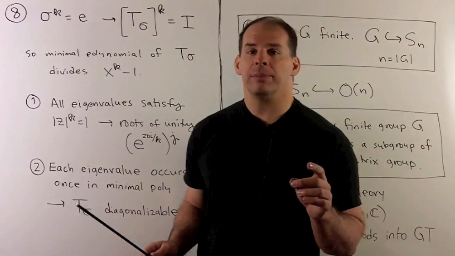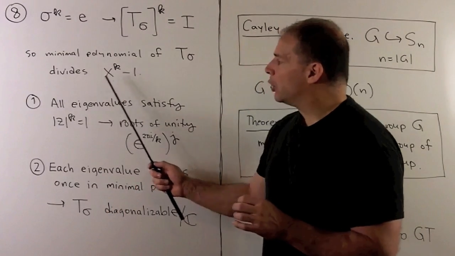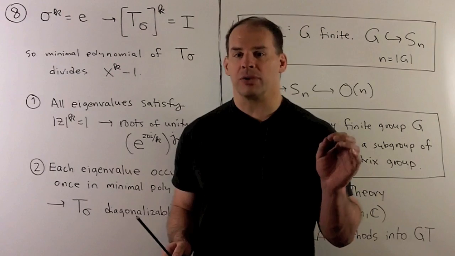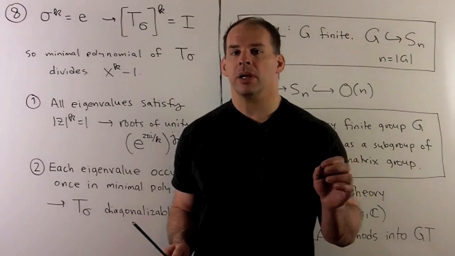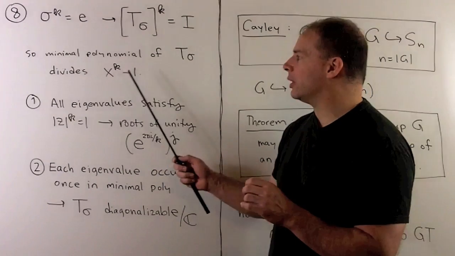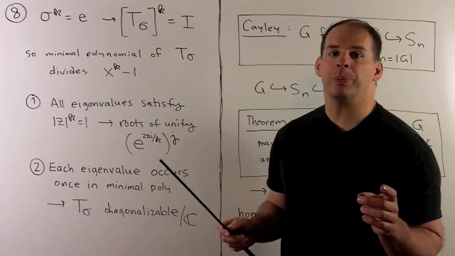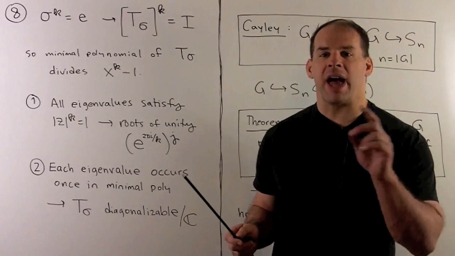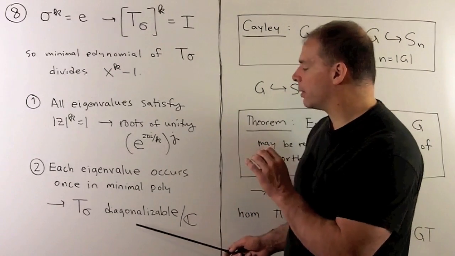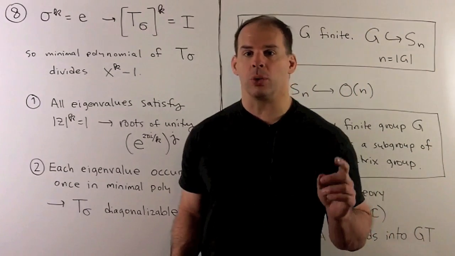We also have that the polynomial x to the k minus 1 factors completely into linear factors over the complex numbers. So each eigenvalue is going to occur in the minimal polynomial exactly once as a root. And that's a condition for diagonalizability over the complex numbers. So that's going to confirm the result we had using the orthogonal groups.